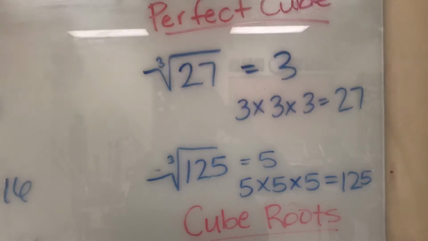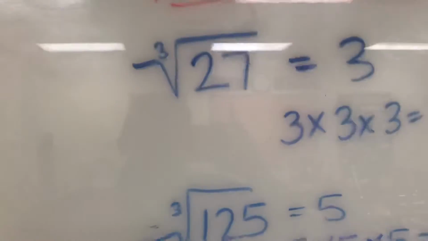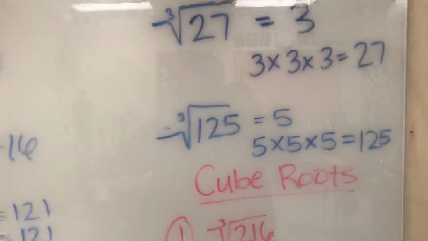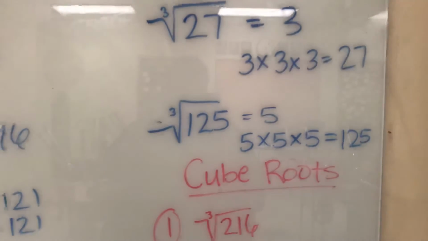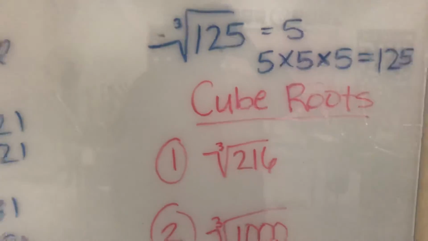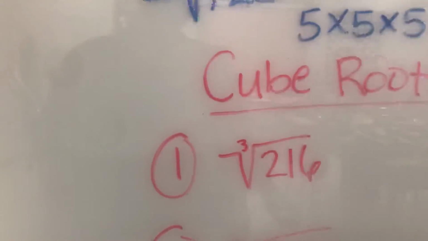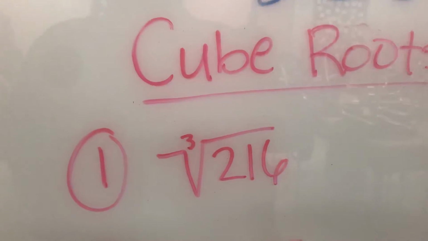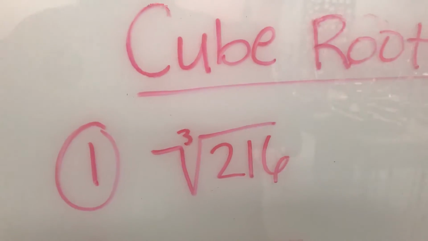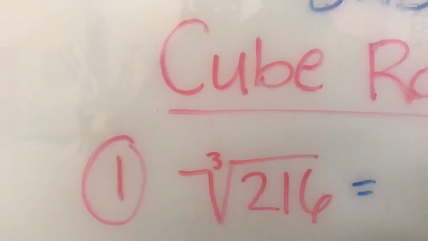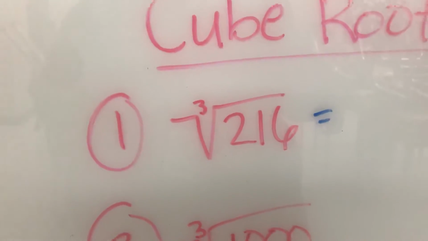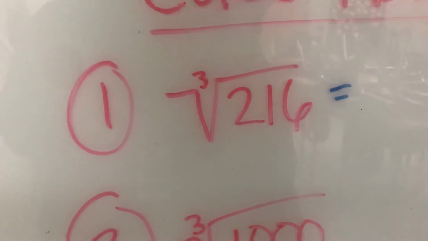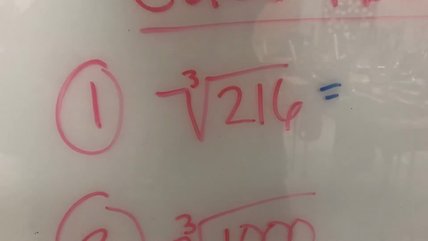You have to have 3 numbers times itself. So this little 3 in the box kind of gives you a hint that you need 3 numbers that multiply times itself to give you that number within that radical. All right, so I'm going to go over this next one. And this next one is, let's see, so we're thinking of 3 numbers that are going to equal 216. So I'm going to give you guys a few minutes to figure that one out.